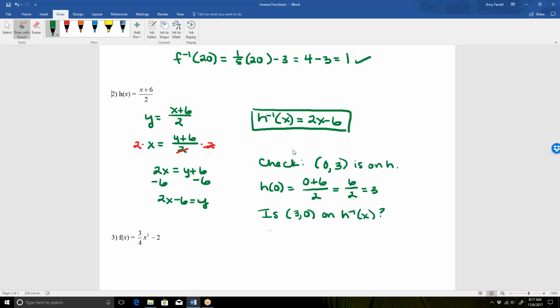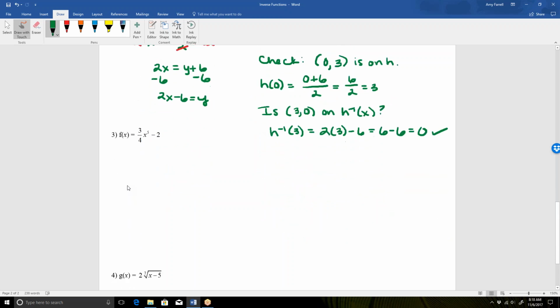All right, so let's test it out. So I'm going to find h inverse of 3. I'm going to see if it's 0. So 2 times 3 minus 6 is 6 minus 6, which is 0. All right, so, you know, we're not 100% sure we're right, but we're like 99.9% sure that we have correctly calculated the inverse function.